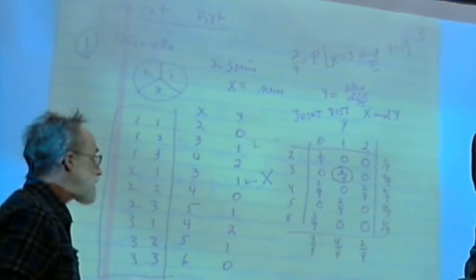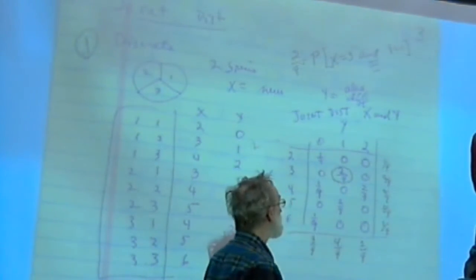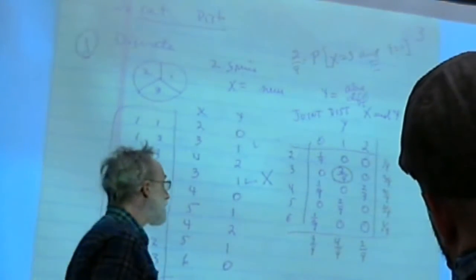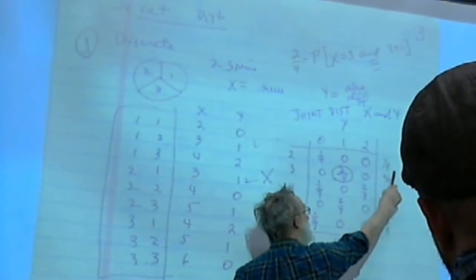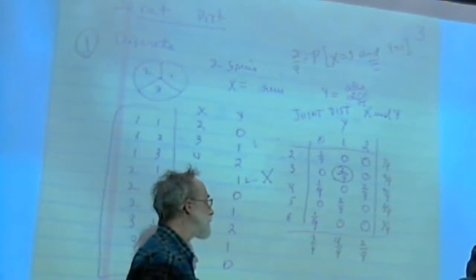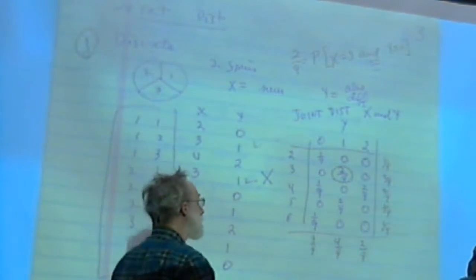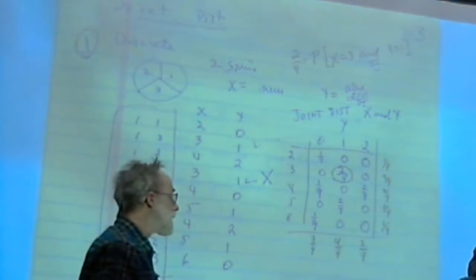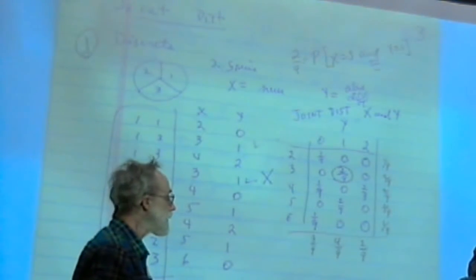Then how about when X is equal to 2? Well, Y could be 0, 1, 2, right? If you add these probabilities up, that's the probability X is 2, 3, 4, 5, and 6, the marginal distribution. And the probability Y is 0, you just add these up. So it's 3/9, and then Y is 1 is 4/9, and Y is 2 is 2/9.